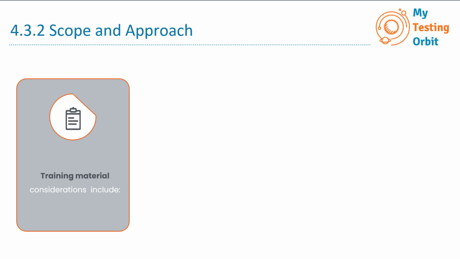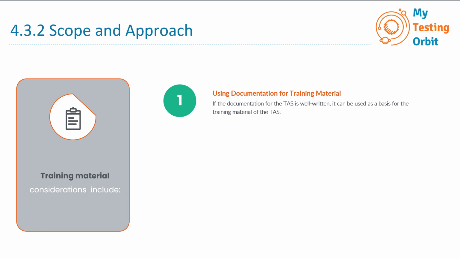Training material considerations include: number 1, using documentation for training material. If the documentation for the TAS is well written, it can be used as a basis for the training material of the TAS. In other words, clear and comprehensive TAS documentation can be repurposed to create effective training content. This approach can streamline the process of developing training materials, ensuring that the content is consistent with the actual functionality and design of the TAS.